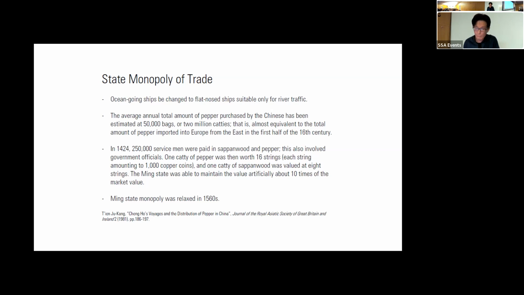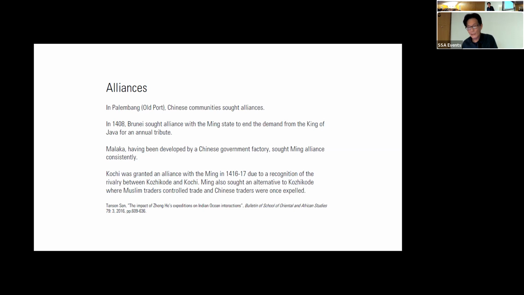And they made alliances. This is a list of the alliances that they made in Indonesia, in Palembang, in Brunei, in Malacca. Malacca in particular was basically a city founded by Chinese business interests.